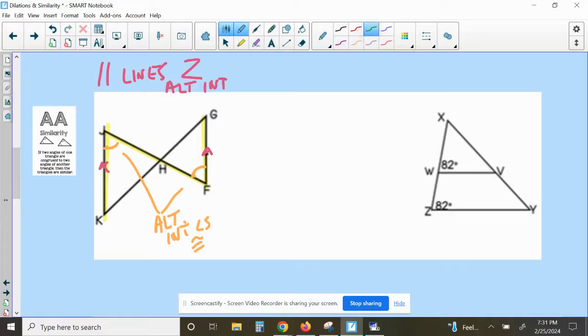We also have some vertical angles in the center here. So we can use these vertical, or I could have done a backwards Z and gotten another one. But remember, all we need are two angles. So that means that these two are similar by angle, angle. So these two have angle, angle similarity.